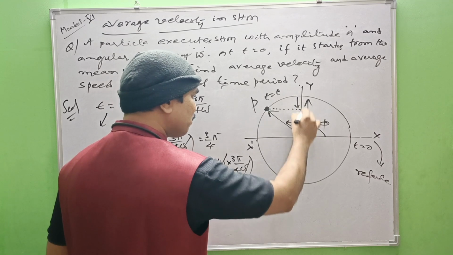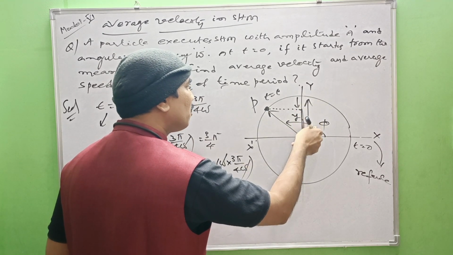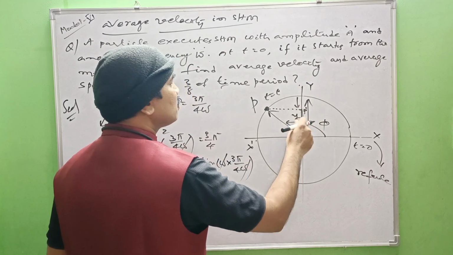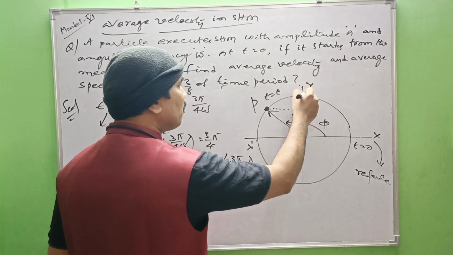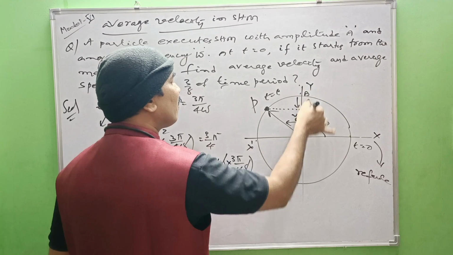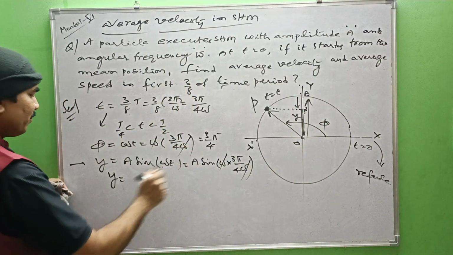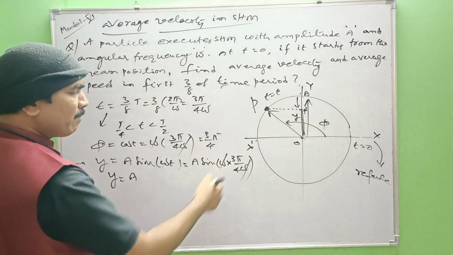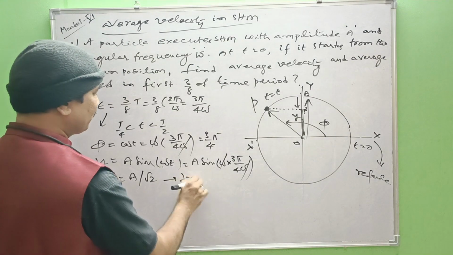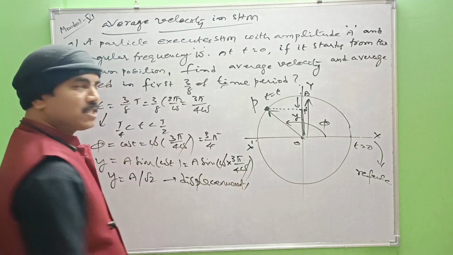It's not displacement, this is what total path length. 0 to a plus a to this position, that is p dash, for example. So 0 to amplitude plus amplitude to p dash, that is distance, path length from here to there and here to there, but this is the displacement. So y equal to a into sin 3 pi by 4 equal to 1 by root 2, that is a by root 2 is the displacement.